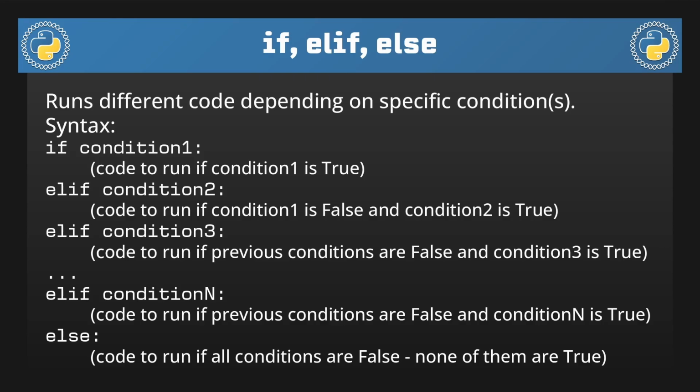And then next, after the if statement, we have elif statements. So these elif statements, they only run if condition 1 is false, and they check if other conditions potentially might be true. So this elif condition 2 checks if condition 1 is false, but condition 2 is true.